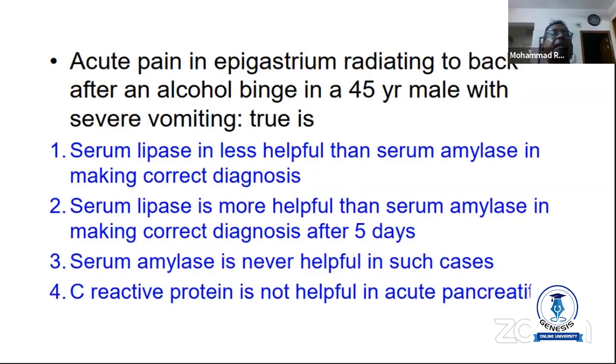Anyone? So epigastric pain, patient radiating to the back, patient having history of alcoholic binge, male patient, severe vomiting. So diagnosis is pancreatitis, okay? And I told you that serum lipase is more valuable than amylase. So serum lipase is more helpful than serum amylase in making correct diagnosis after 5 days. That is true. You got my point?